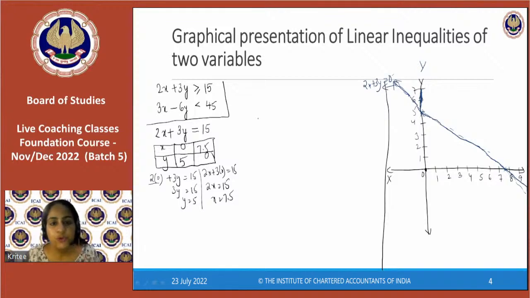Arbitrarily, you will assume a value. You will assume a point here.